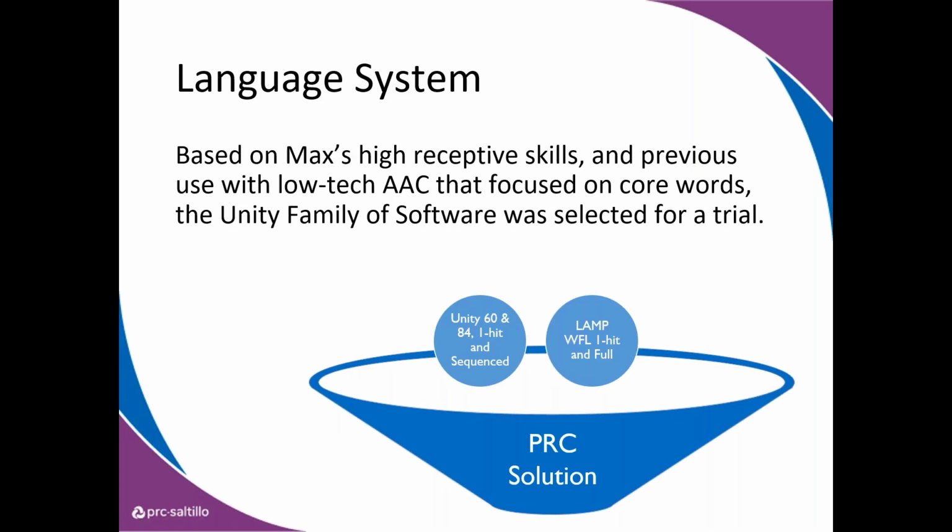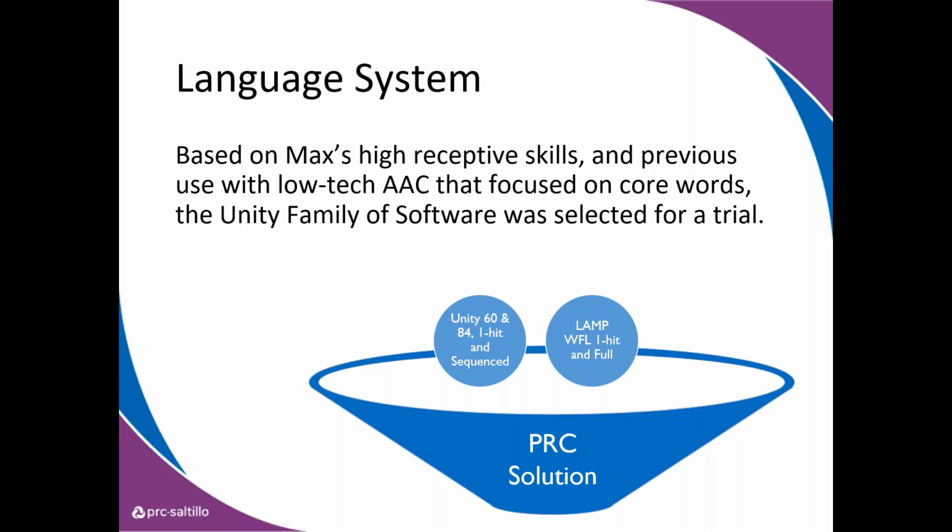So we know that he has higher receptive language skills, and we know that he's understanding more than he's able to express, obviously here. And we want to make sure, because of that, that we have a very robust vocabulary available to him. We know that he's used low-tech options before that had core words and was doing well with that. So a system that offers him the ability to continue to use those core words, but expand really his expressive communication and vocabulary would be ideal.